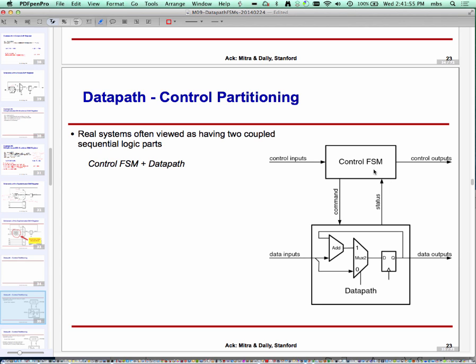But more interestingly, the two will talk to each other. The control state machine will send some of its outputs to the data path, and those we will call commands. So the controller is telling the data path what to do, and some of the data path's outputs will go to the controller, and they are called status. The data path is reporting something about its status.